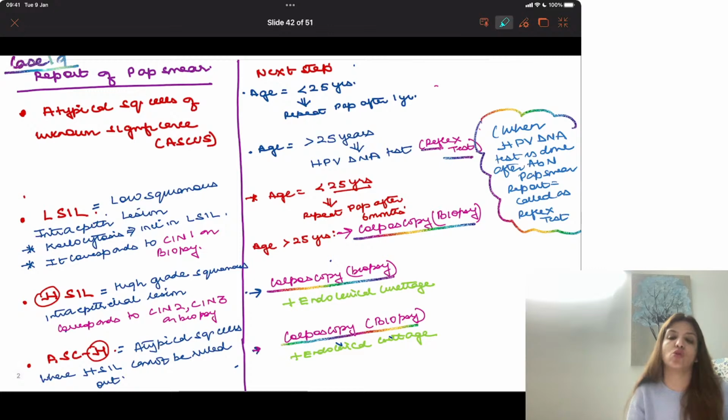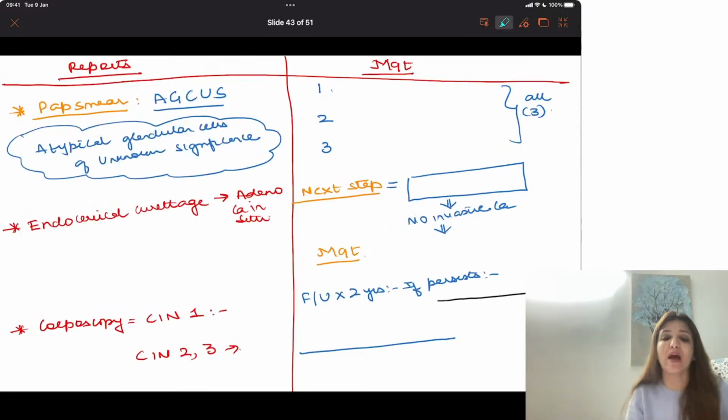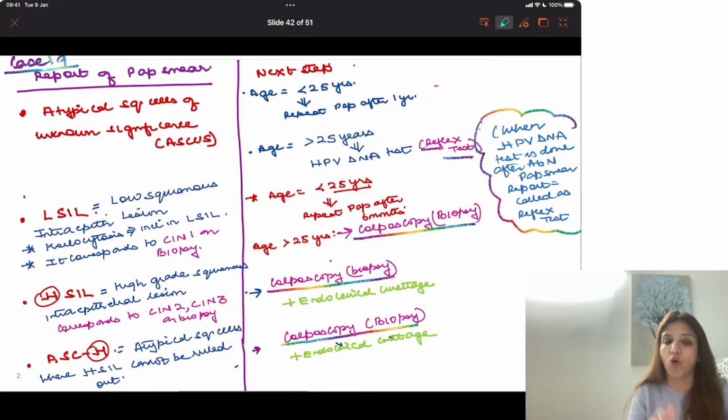So when it is a case of all these next steps I have written here, whether the report says ASCUS, LSIL, HSIL, or ASCH, what should you do? If the pap smear report says HSIL or ASCH, whenever this word H is there, HSIL means high squamous intraepithelial lesions, ASCH means atypical squamous cells where HSIL cannot be ruled out. And they ask you the next step, irrespective of age of the patient. Next step is colposcopy plus endocervical curettage.